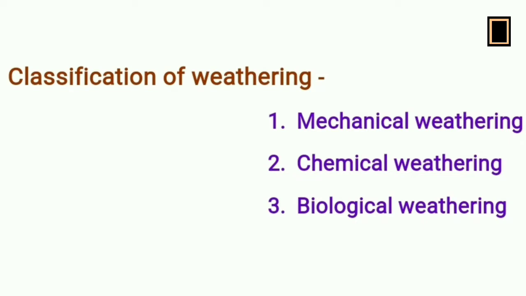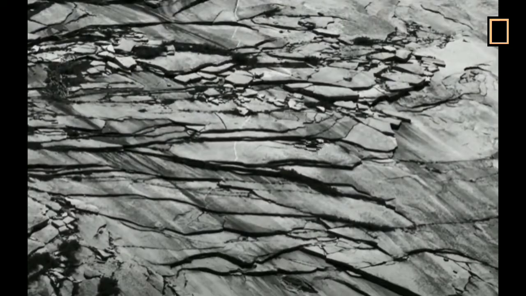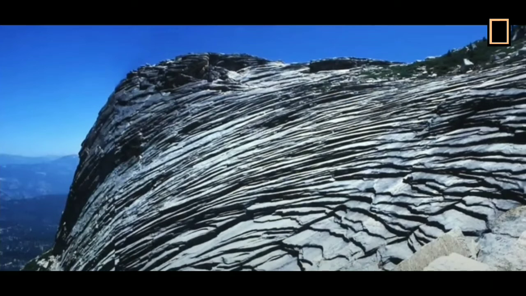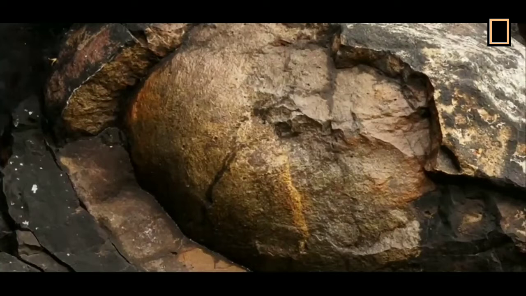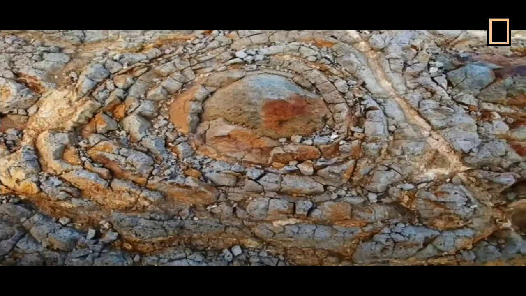There are three types of weathering: mechanical weathering, chemical weathering and biological weathering. Some important features of weathering are: it is a static process, it is influenced by different weather elements, weathering speeds up the erosional processes, and it modifies landforms gradually.